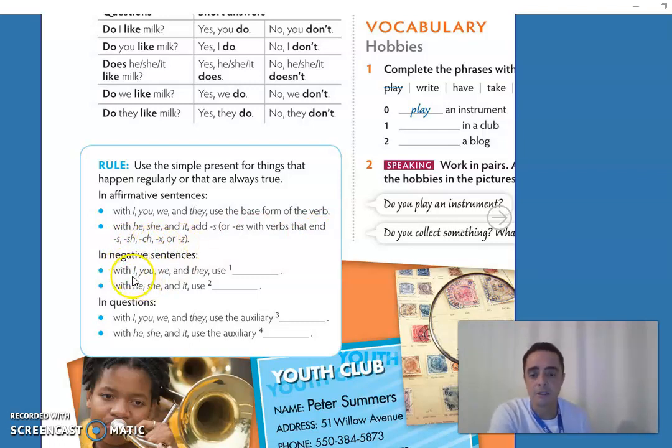Negative sentences for I, you, we, and they, we are going to use don't. He, she, it, you are going to use doesn't for the negative. Questions. I, you, we, they, we are going to use do. He, she, it, we are going to use does to ask questions.